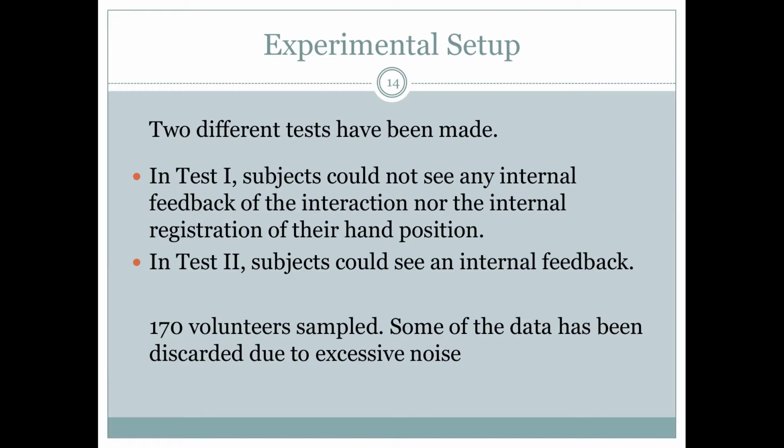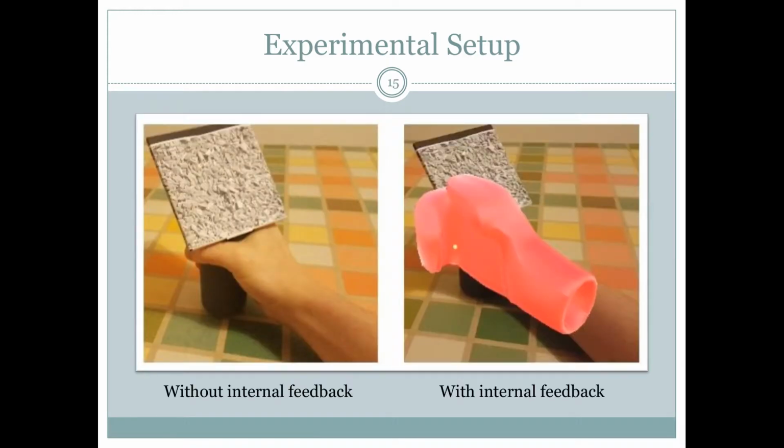We devised two different tests. In the first test, the user could not see the internal augmentation of the hand, so they had no internal feedback. In the second test, the subjects could see an internal feedback of where their hand was placed inside the device. We proposed the experiments to several volunteers, and sadly we had to discard part of the data because of the noise in the data.